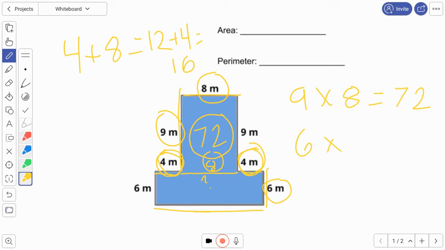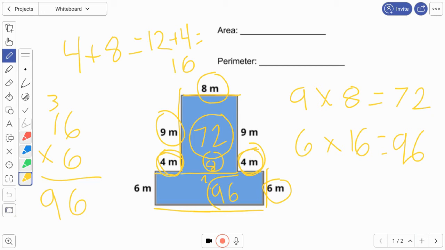So I've got to take 6 times 16 to get that area. All right, so I am going to work it out. I'm not going to try to do it in my head. 6 times 6 is 36. Bring up the 3. 6 times 1 is 6, plus 3 is 9, and I get 96. So this bottom rectangle has an area of 96 meters square. That top rectangle has an area of 72 meters square. So now I just need to add those together to get the area of the total shape.